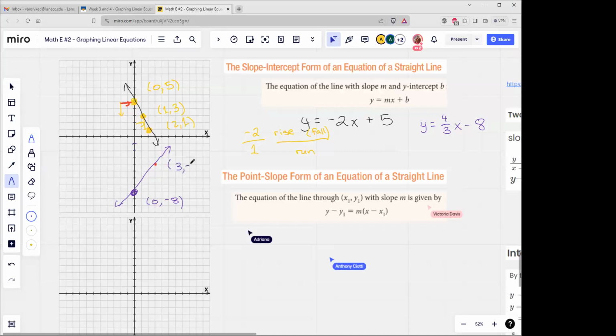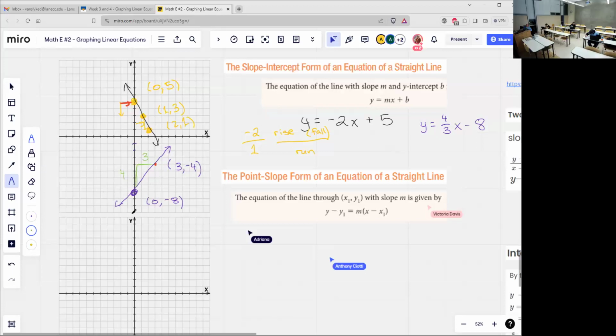So after you drew the line, would this line technically be considered as going down or up? This line goes up because as x goes positive, y also goes positive.